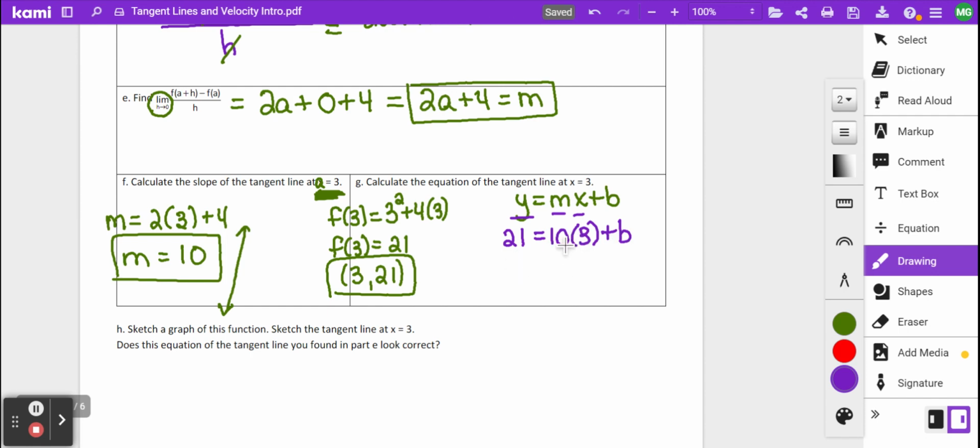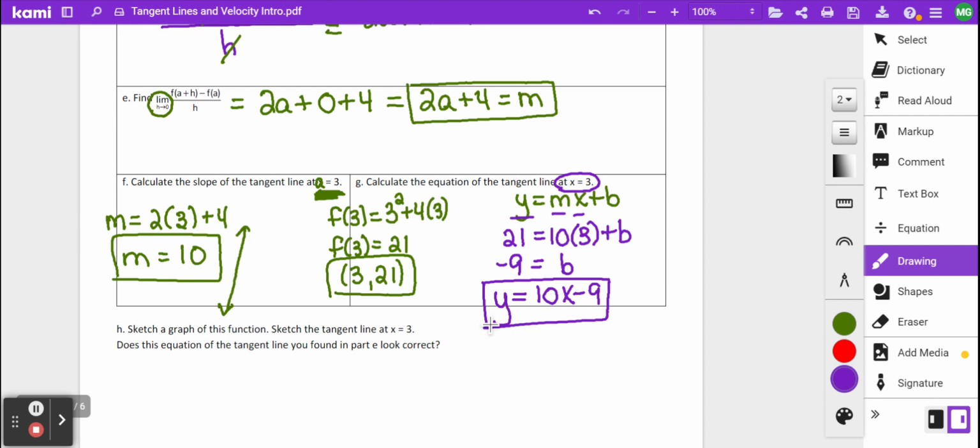Subtract the 30 from each side. We find that the y-intercept of our tangent line is negative 9, which means the equation of our tangent line when x equals 3 of our parabola is y equals 10x minus 9.